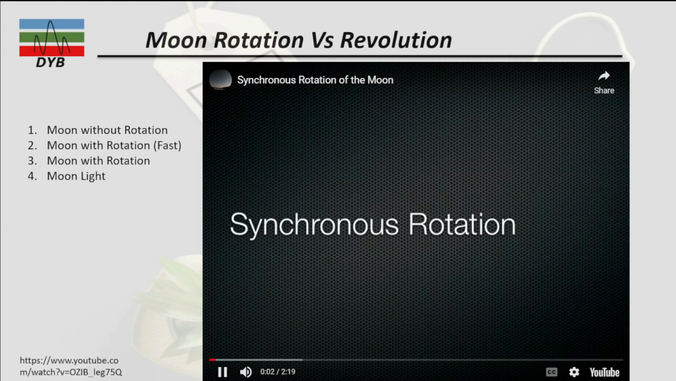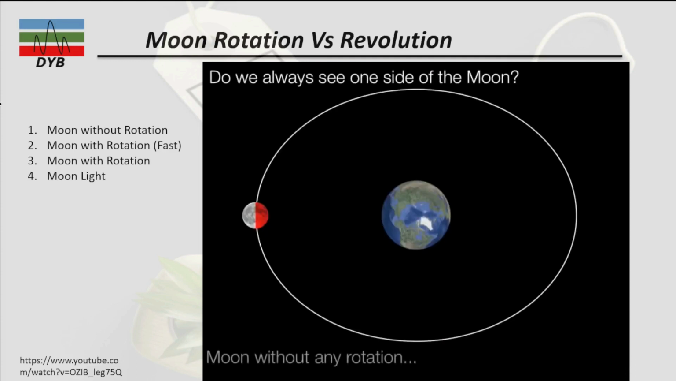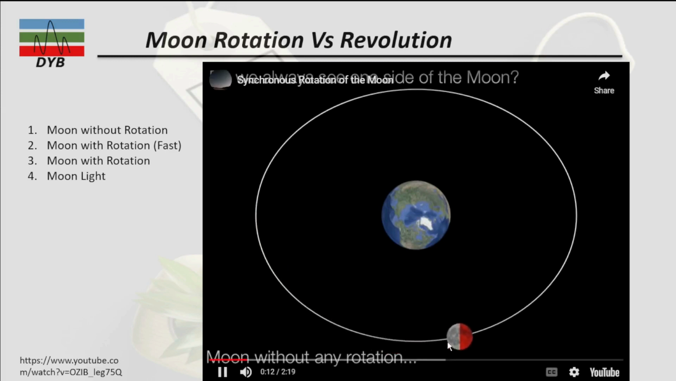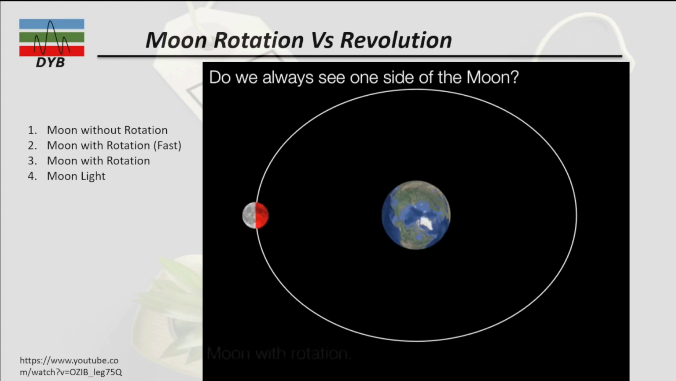In this case, we have the synchronous rotation. Let's say the moon is without any rotation. So over here you can observe the moon is static. The right side goes to the other side, then it comes to the same side. So in this case, the moon is without any rotation. The second case which we are going to present here is the moon with rotation, but a bit faster. So you can observe that the moon is rotating.